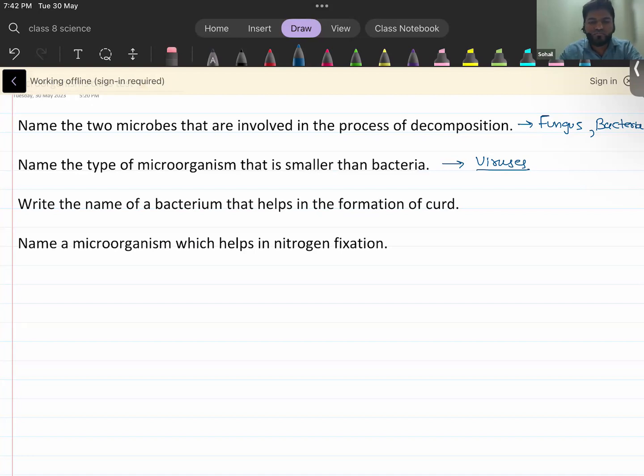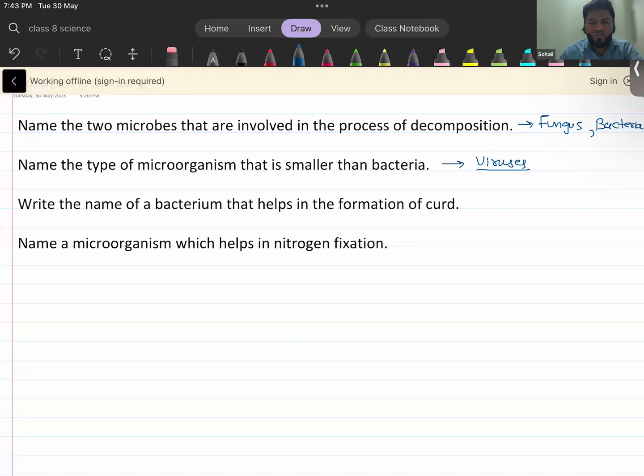Write the name of the bacterium that helps in the formation of curd. Bacteria. I don't know which bacteria it is. See, next question.